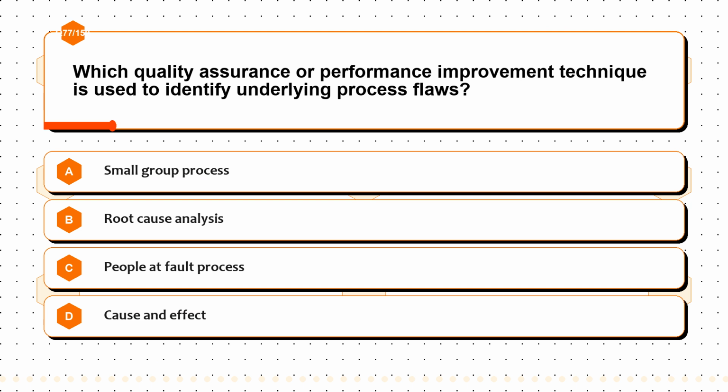Question 77. Which quality assurance or performance improvement technique is used to identify underlying process flaws? Here are the options. Option A. Small group process. Option B. Root cause analysis. Option C. People at fault process. Option D. Cause and effect.